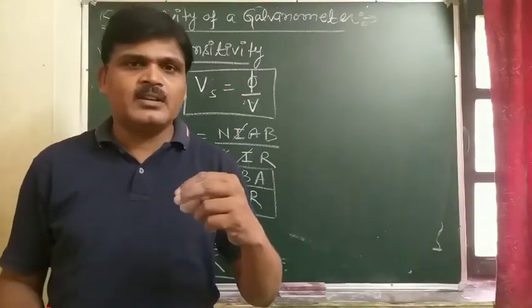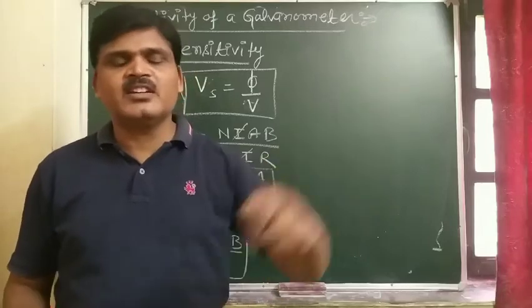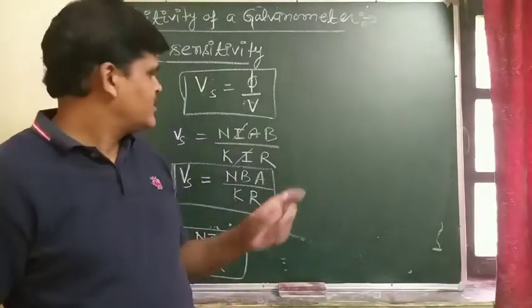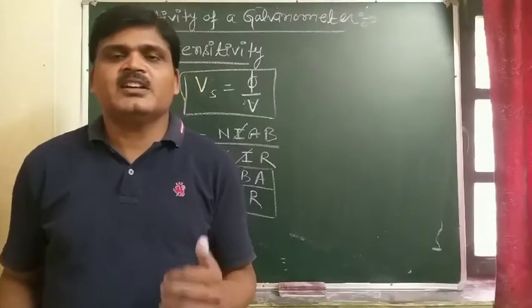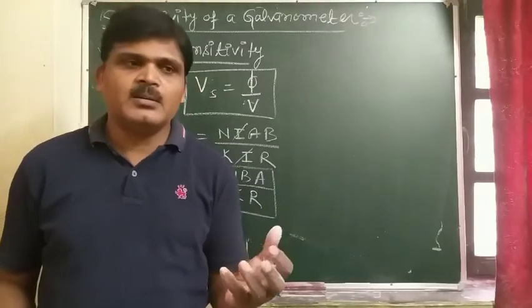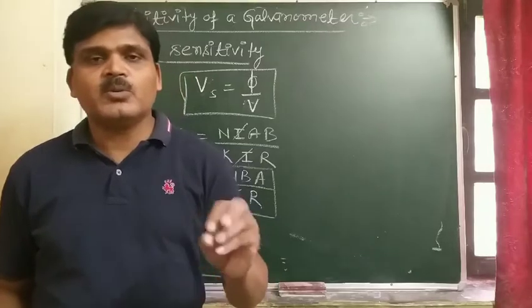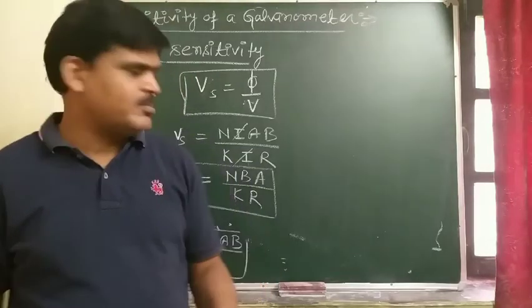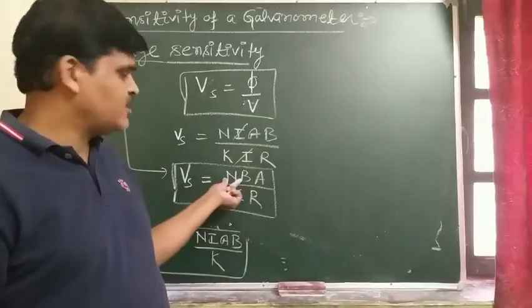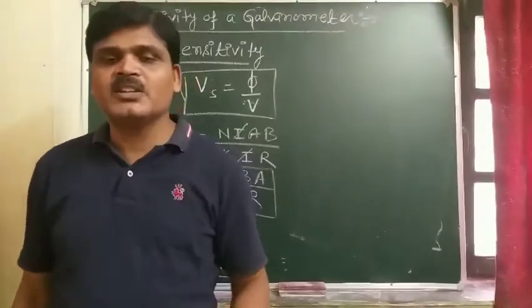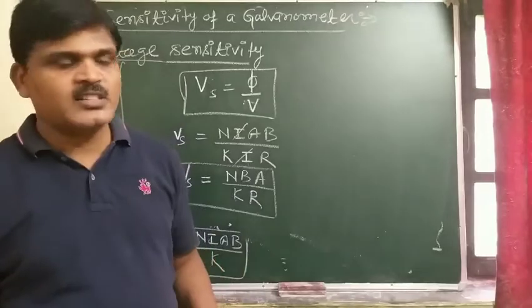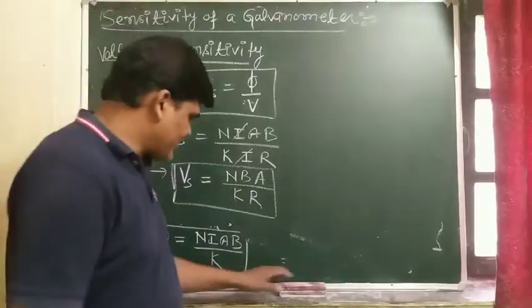If N is increased to 2N, the current sensitivity becomes double the initial value, but the voltage sensitivity remains the same, because by increasing the number of turns from N to 2N, the resistance of the coil will also double, so the voltage sensitivity remains the same.